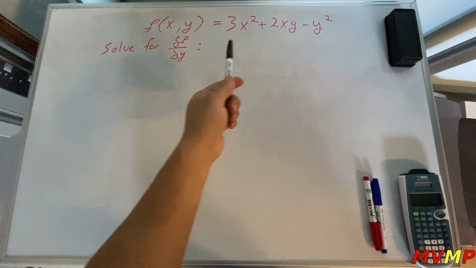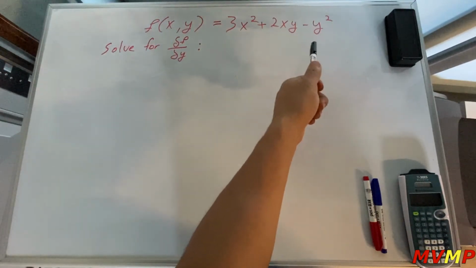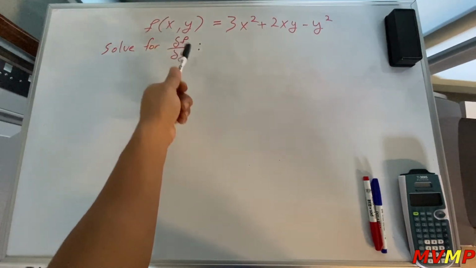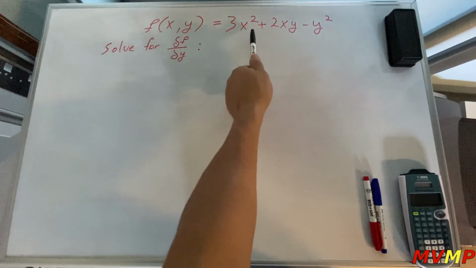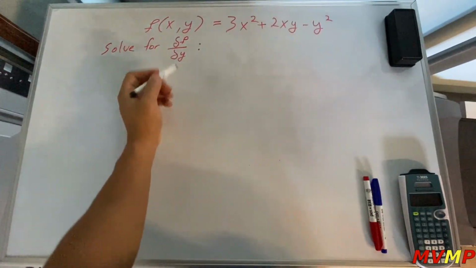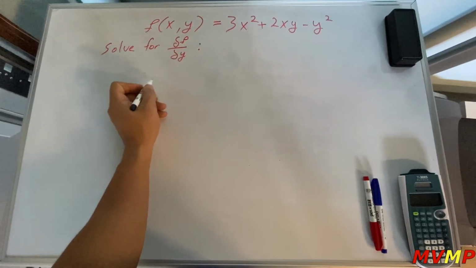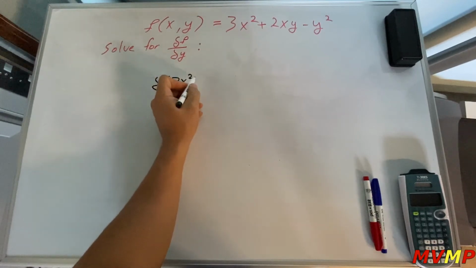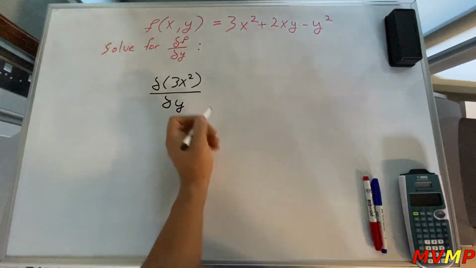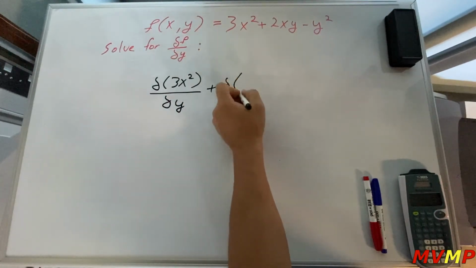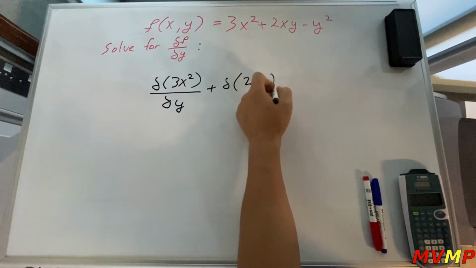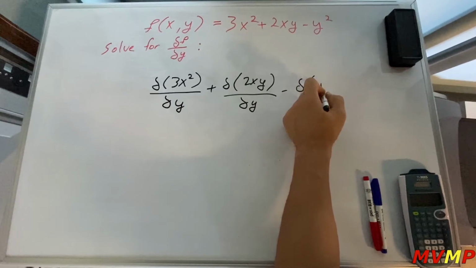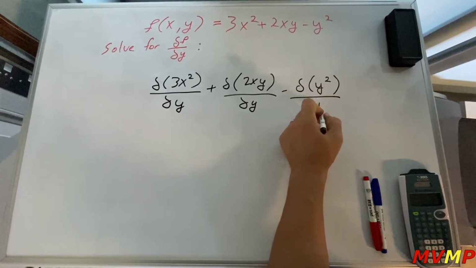So given this function f equals 3x squared plus 2xy minus y squared, you are to differentiate f with respect to y. Now this is really easy. You see the different terms right here? So this is how you do it. You set this up as differentiate f. For the first part, it's 3x squared with respect to y, plus differentiate 2xy with respect to y, because that's what it asks us, and then y squared with respect to y.